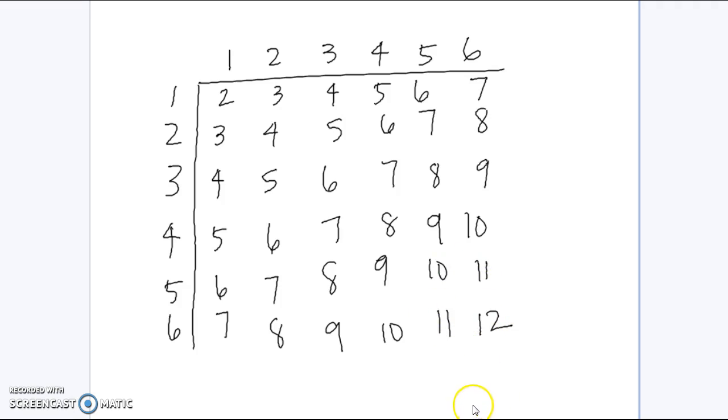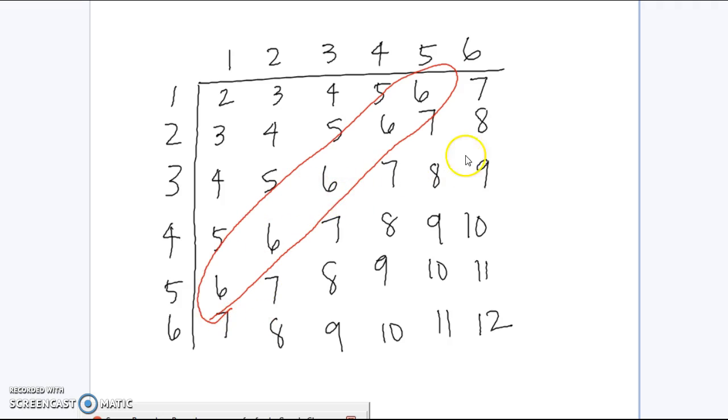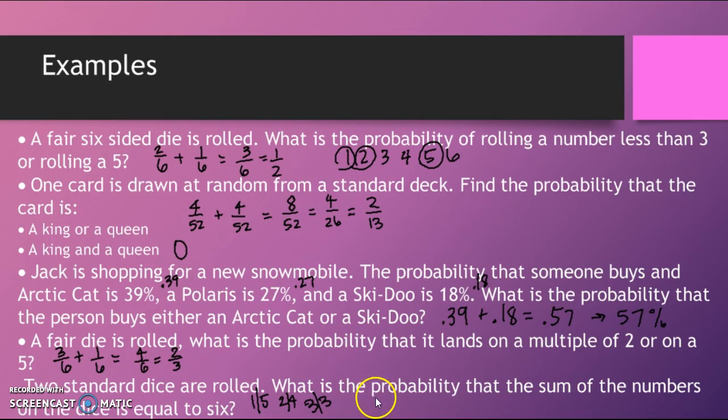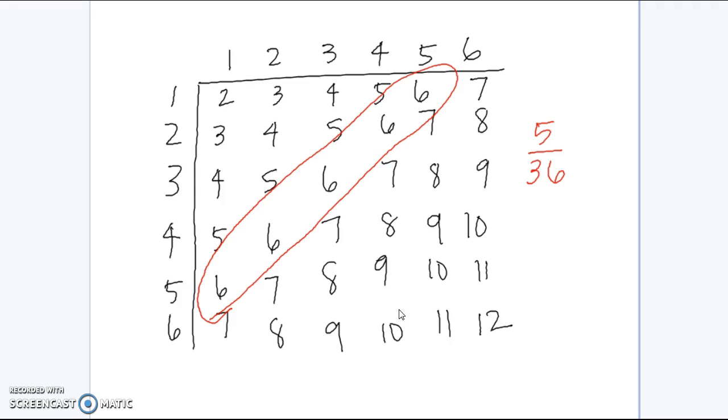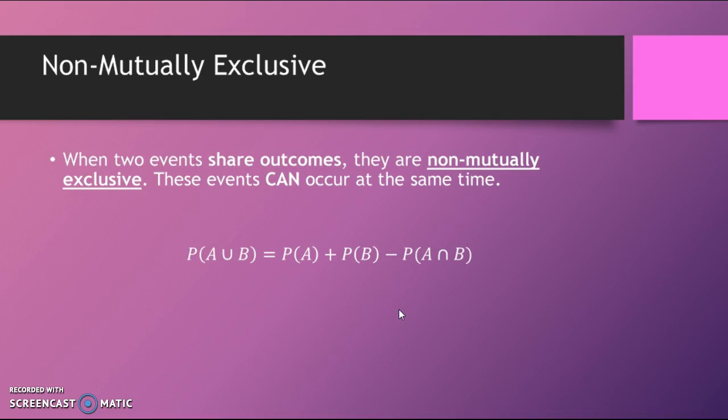Alright, so now I'm looking for a sum of 6. Well, all of my 6s are right down here. So to get a sum of 6, that's 5 options out of my total number of options, which is 36. So the probability of getting a sum of 6 is 5 out of 36. So we've got 5 out of 36 for that one.